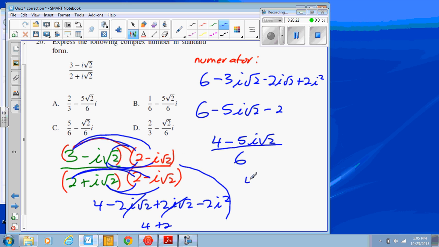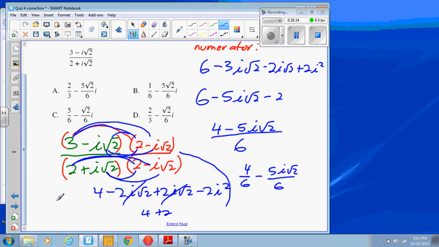So that's going to be 4 over 6 minus 5i square root of 2 over 6. The correct way to write this is to put the i at the end. So we're going to say 4 over 6 reduces to 2 over 3, and that's going to be minus 5 square root of 2 over 6 times i. And A would be the correct answer for that one.